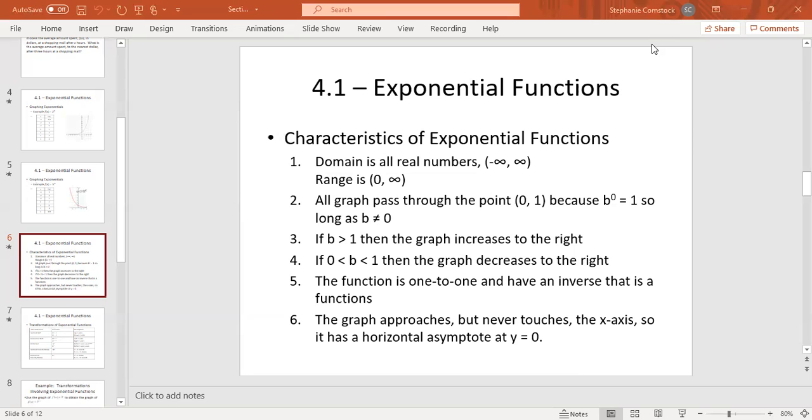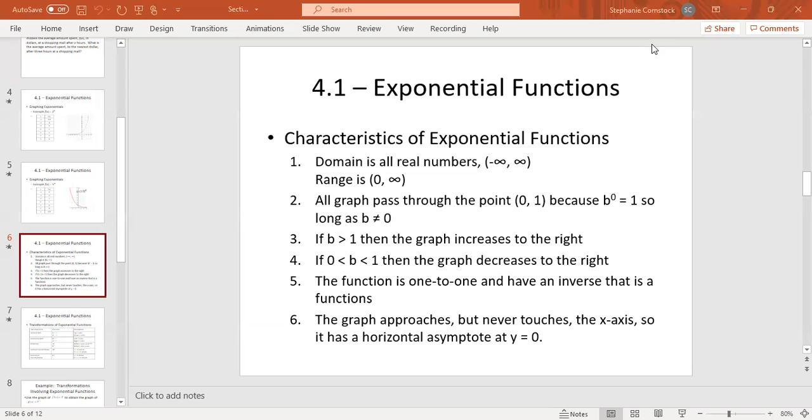Now, if b is greater than 1, so that was our example where we did 2 to the x, then the graph is going to increase or get higher as it goes to the right-hand side. If that base is between 0 and 1, so it's smaller than 1, still staying on the positive side, then the graph is going to decrease as it goes to the right. We're going to see that taper tail going towards the right.